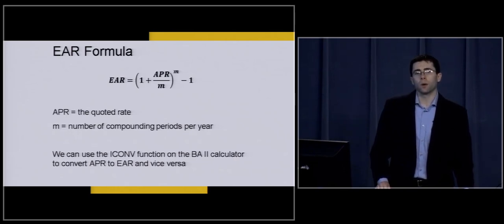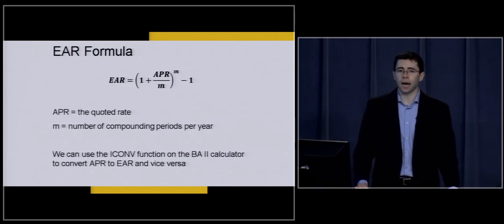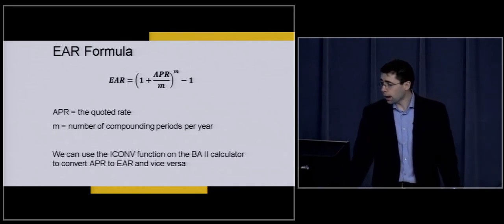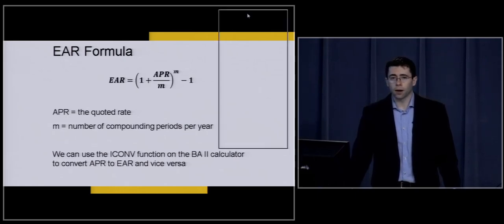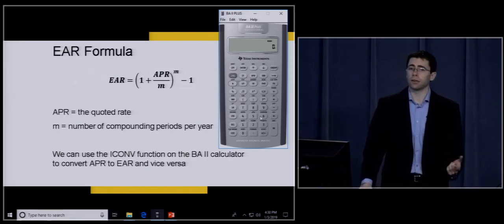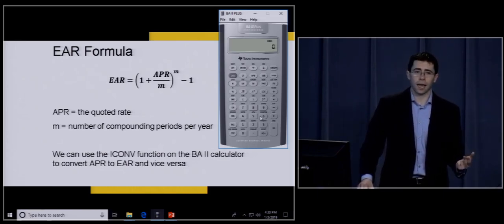Now, if you're wondering whether there's an easier way to convert EAR to APR, the answer is an emphatic yes. The way we do that is by using the ICONV function on the BA2 calculator. The ICONV function allows you to convert an EAR to an APR and vice versa pretty simply. All you have to do is know 2 of 3 pieces of information. If you want to know the EAR, you need to know the APR and the number of compounding periods per year. If you want to know the APR, you need to know the EAR and the number of compounding periods per year.